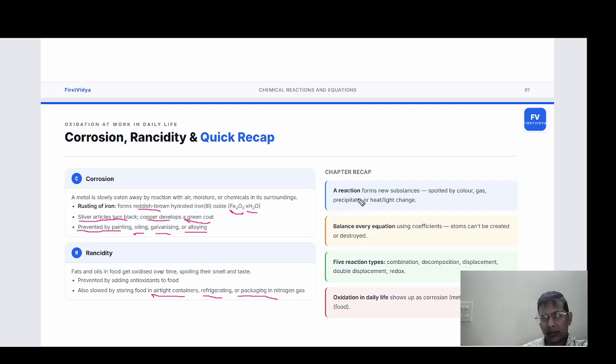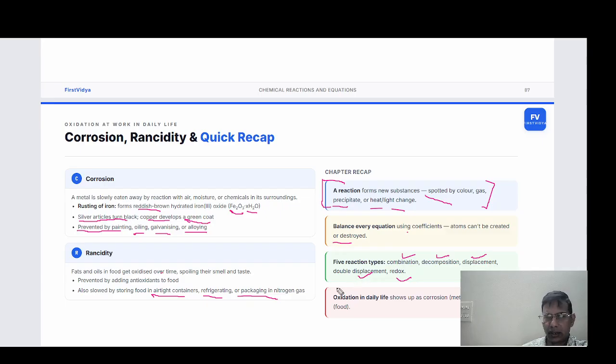So, chapter recap. What is a reaction? It forms a new substance, spotted by color, gas, precipitate, heat change. All these are signs of reactions. Something is happening, some reaction is taking place. Balance every equation: left side and right side, all the atoms should be balanced. Atoms cannot be created or destroyed. There are five reaction types: combination, decomposition, displacement, double displacement, and finally oxidation and reduction.